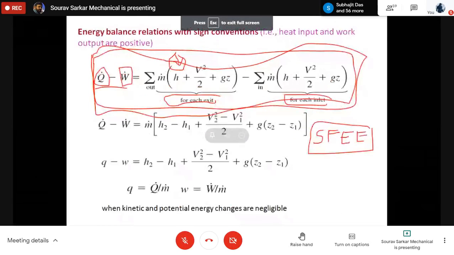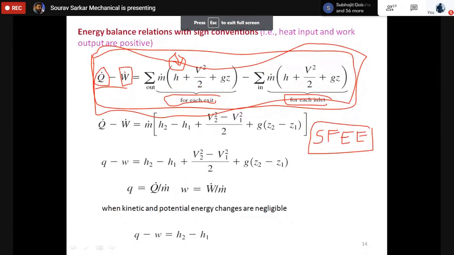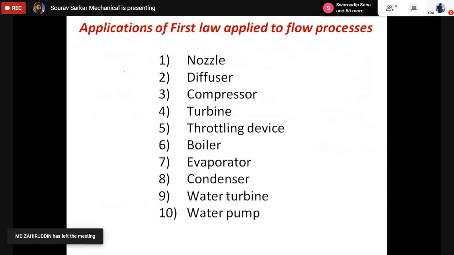with respect to time. This is the steady flow energy equation. There are several devices where you can apply the steady flow energy equation to analyze the device. Whenever you are trying to go for an energy balance, you have to apply the steady flow energy equation.